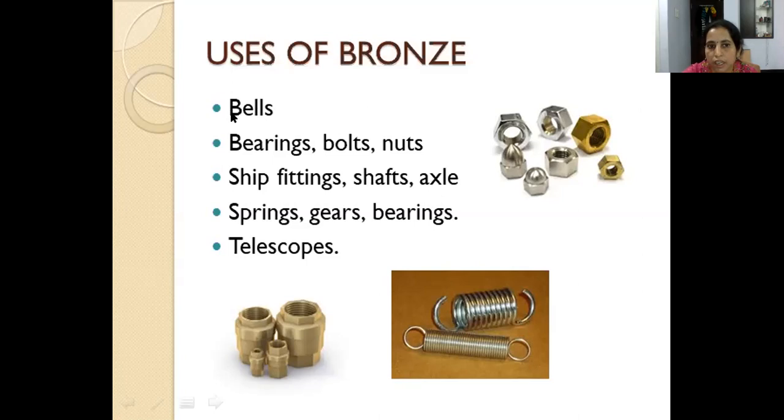As I said, it is used in the making of bells. Since it has less friction with other metals, it is used for bearings, bolts, nuts, etc. Since it has anti-corrosive properties, it performs better than copper in water. It is used for ship fittings, shafts, and axles. It is also very easy to work with and flexible, so it is used for springs, gears, and bearings. It is also used in telescopes.